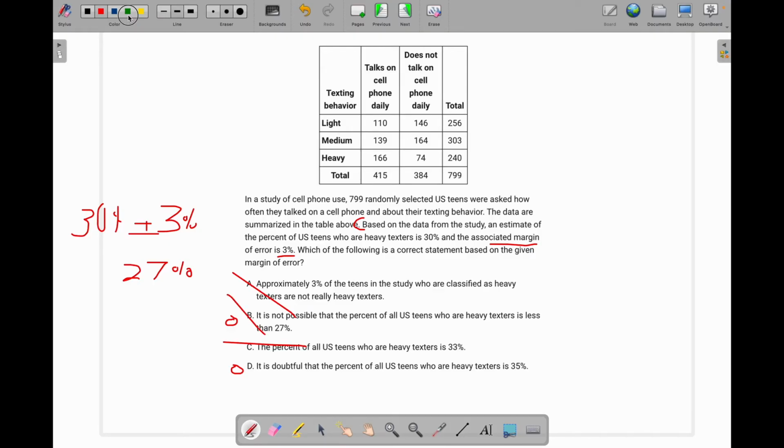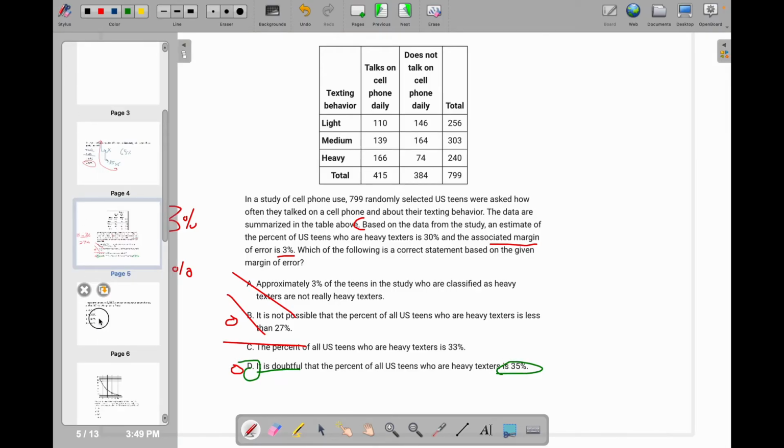But B is going to be wrong. The reason B is going to be wrong is that it technically is possible that it can be less than 20% over time. Over time, that can possibly happen. Now, D is correct because our margin of error says that this percent of heavy texters lies between 27 and 33%. So it's not likely. It's not saying it's not possible, but it's doubtful. It's not likely that the heavy texters percentage is going to be 35%, meaning our answer is going to be D.